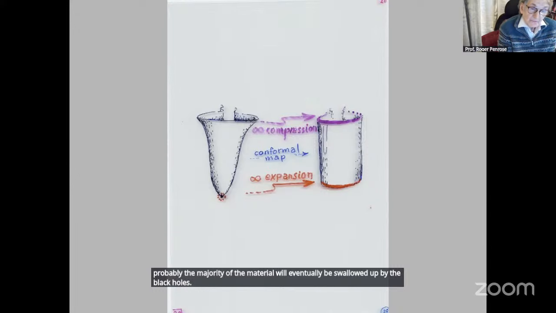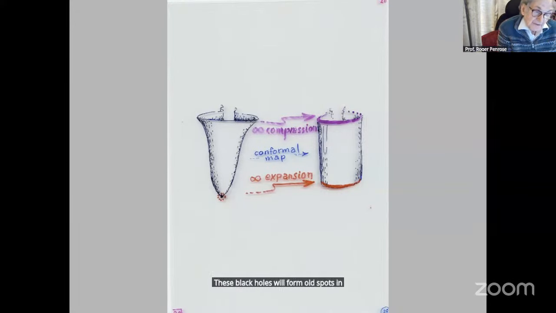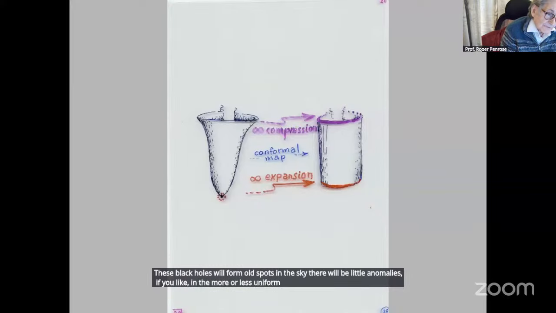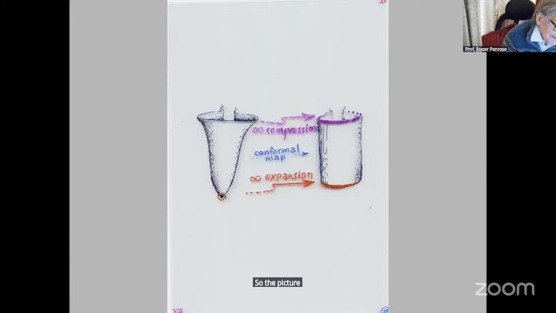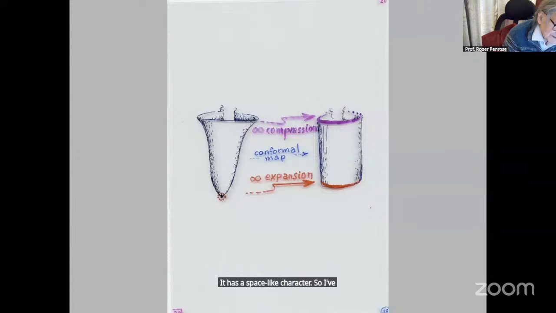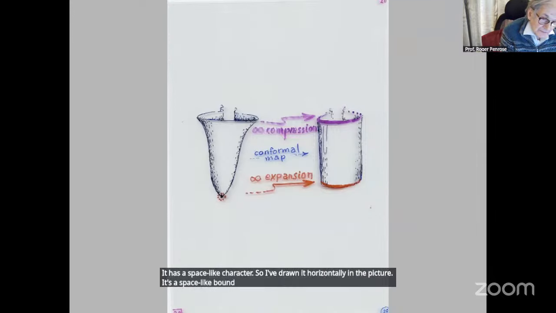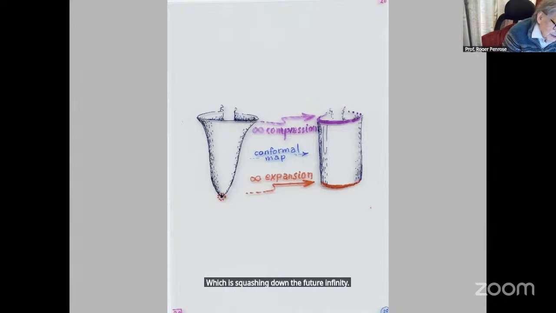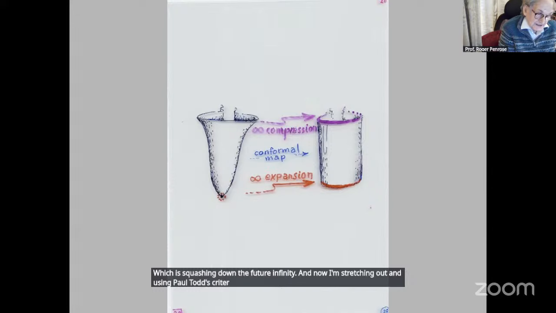These black holes will form odd spots in the sky, but they will be little anomalies, if you like, in the more or less uniform universe, in which the universe gets very, very smooth and rarefied all the way around. So the picture I'm drawing here, I'm forgetting about those black holes, if you like, and the little points in the remote future. I can squash it down and form a conformal infinity, which, because the cosmological constant is positive, has a space-like character. So I've drawn it horizontally in the picture. It's a space-like boundary at the future, which is squashing down the future infinity. And now I'm stretching out and using Paul Todd's criterion, that I say stretch it out, and the criterion is that it's smooth when stretched out.